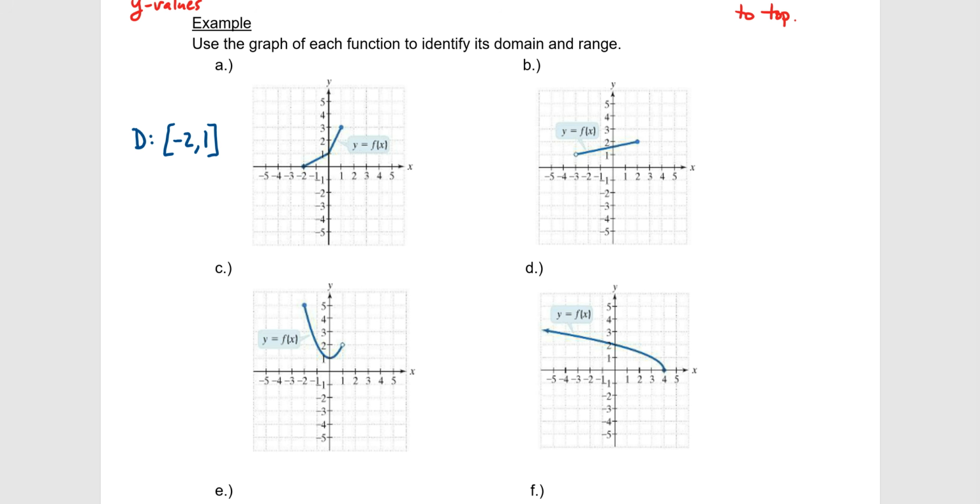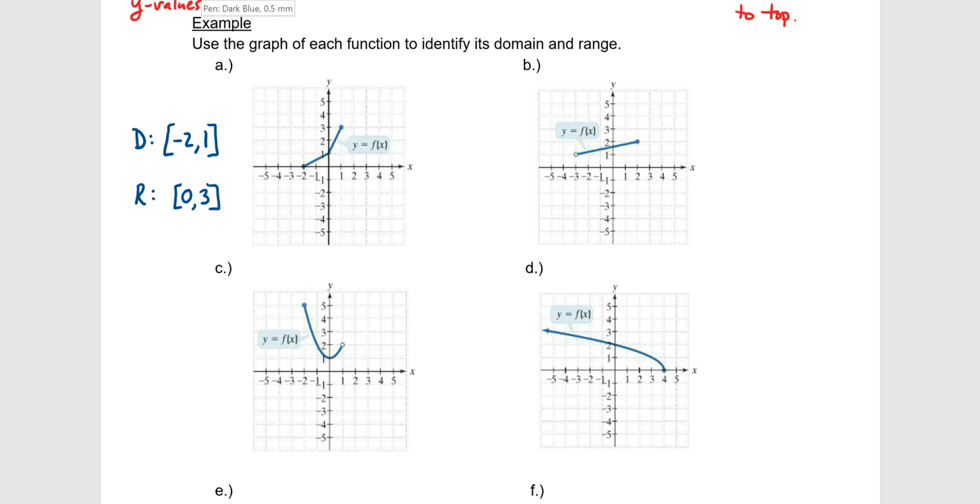Okay, and then next for the range we're going to scan bottom to top, and it starts existing right here, which is y equals 0, and then it goes until right here once again, which is y equals 3. So it goes from 0 to 3. Both of these are closed filled in circles, so they have brackets. So 0 to 3 for the range.